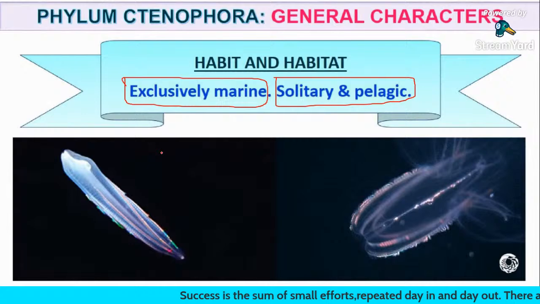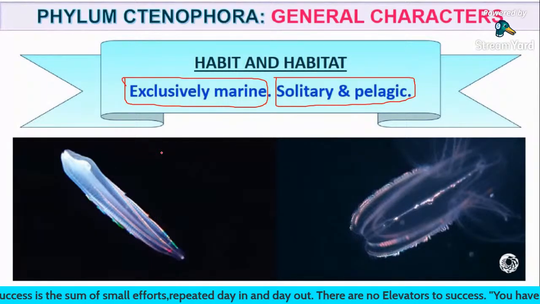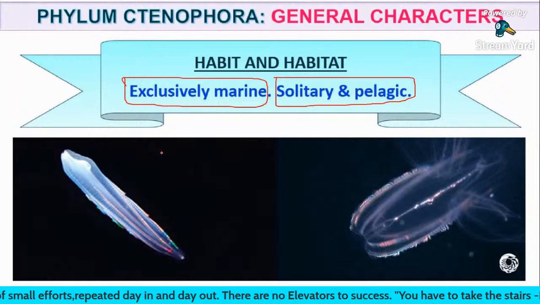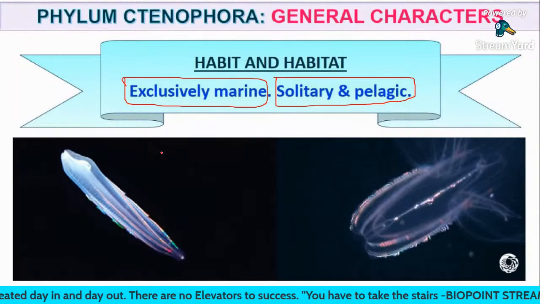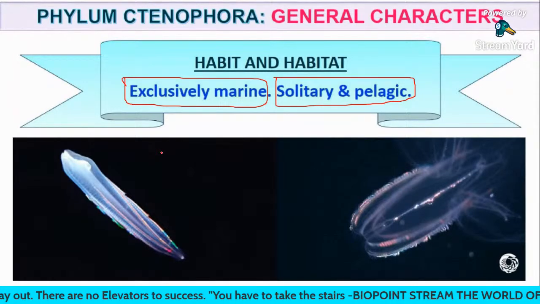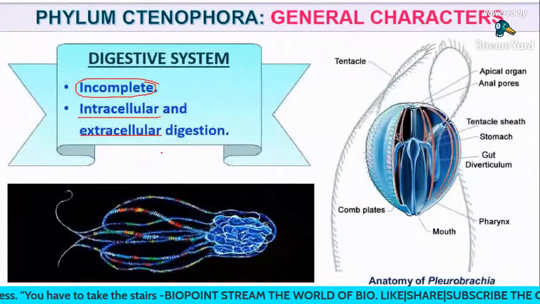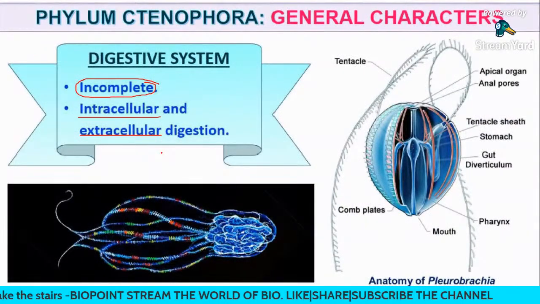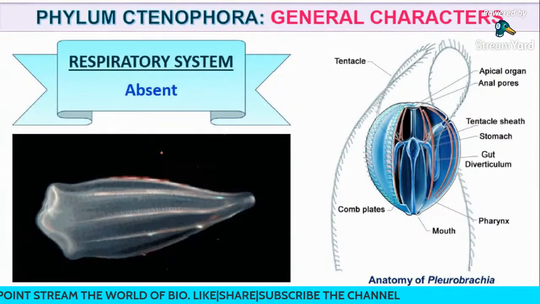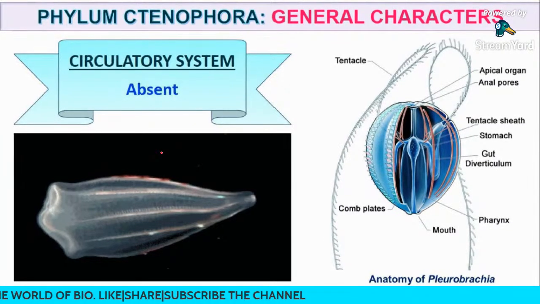I hope you have taken it down. Exclusively marine, they are solitary and pelagic. Pelagic means they are found in open places, in open areas, the open sea. Okay, incomplete digestive system, intracellular and extracellular digestion is taking place. Respiratory system is absent. Circulatory system is absent.